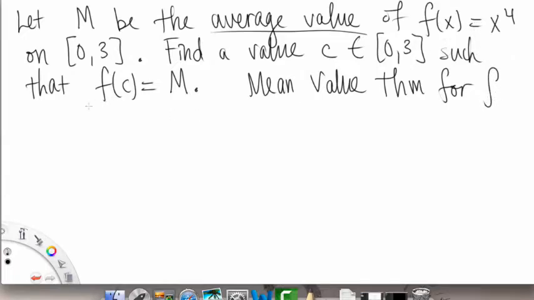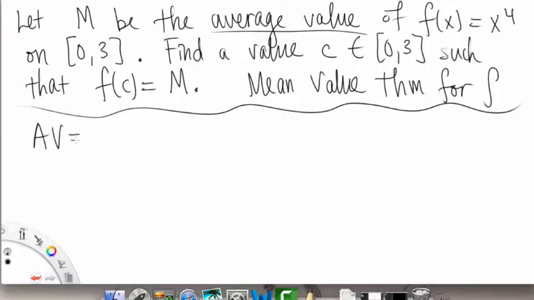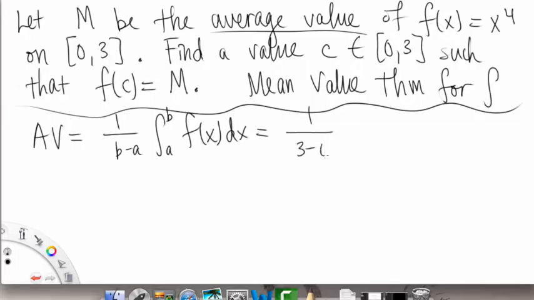First of all, let's find that average value, our M. To find the average value, we plug into the formula 1 over (b minus a) times the integral from a to b of f(x) dx. So 1 over b minus a is 1 over 3 minus 0, times the integral from 0 to 3 of f(x), which is x^4, dx.